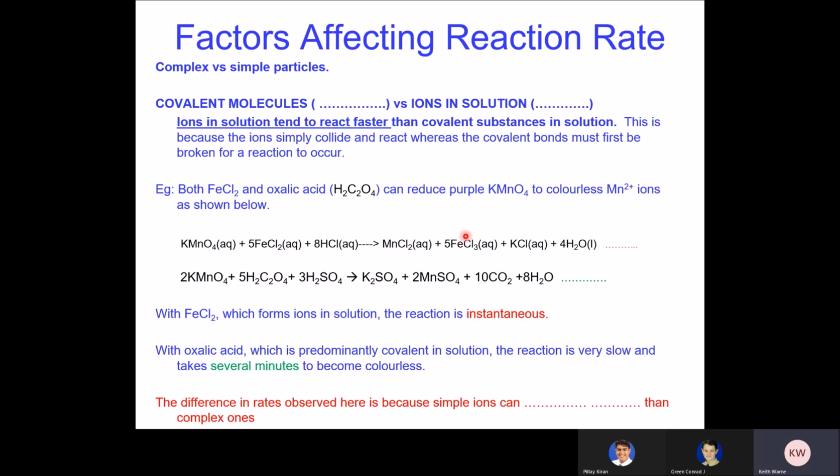The iron, what's the iron doing? Well, this is iron 2, FeCl2 is iron 2. This here is iron 3, FeCl3. So what's happening to the iron? Going from 2 to 3. What do we call that? Oxidation. It's being oxidized by the oxidizing agent, which is permanganate ion.